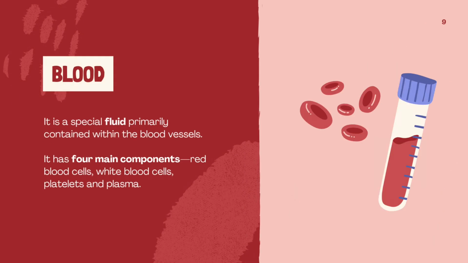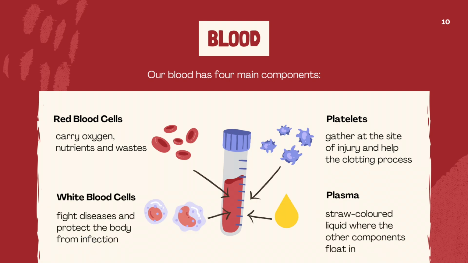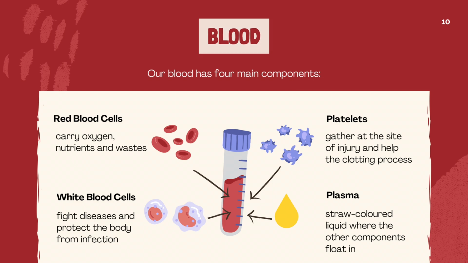Blood. It is a special fluid primarily contained within the blood vessels. It has four main components: red blood cells, white blood cells, platelets, and plasma. Red blood cells carry oxygen, nutrients, and wastes. White blood cells fight diseases and protect the body from infection. Platelets gather at the site of injury and help the clotting process. Plasma is a straw-colored liquid where the other components float.